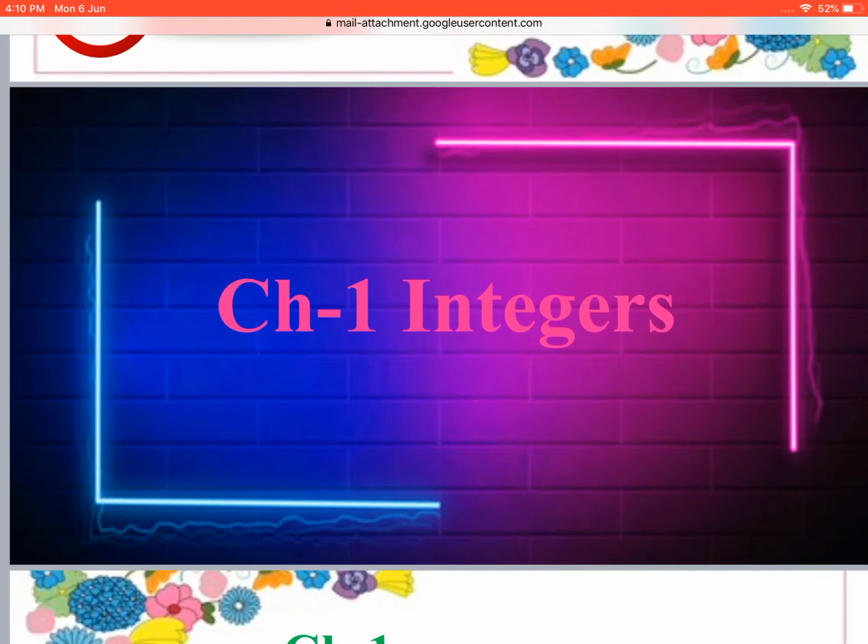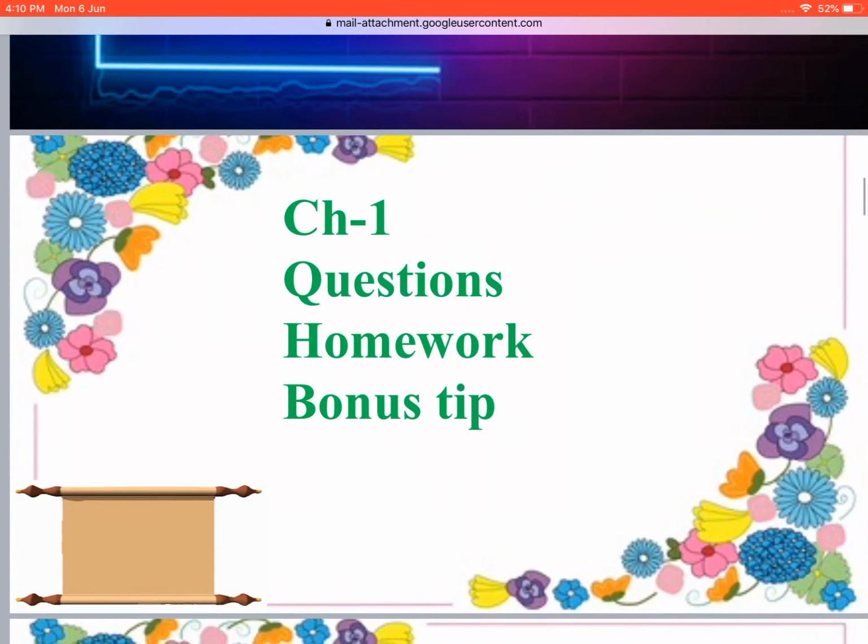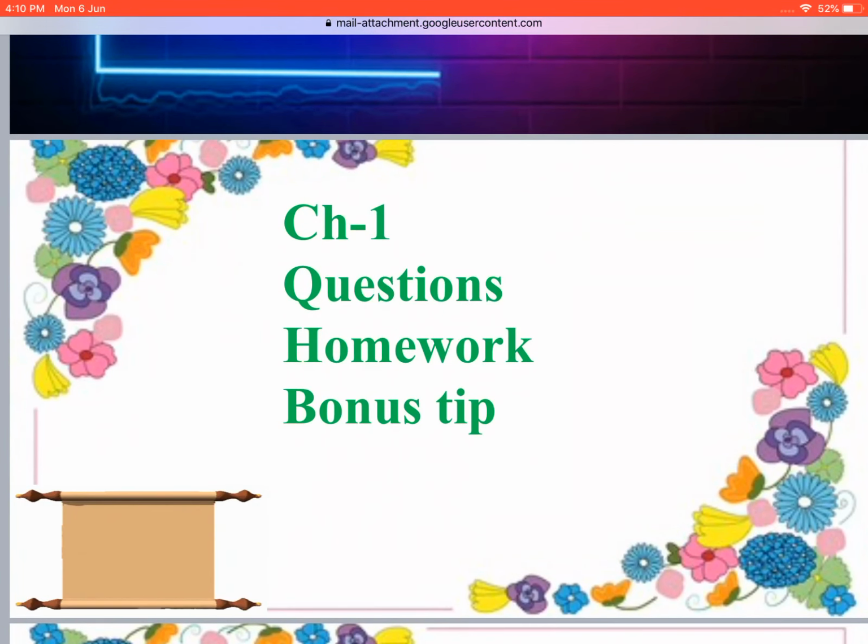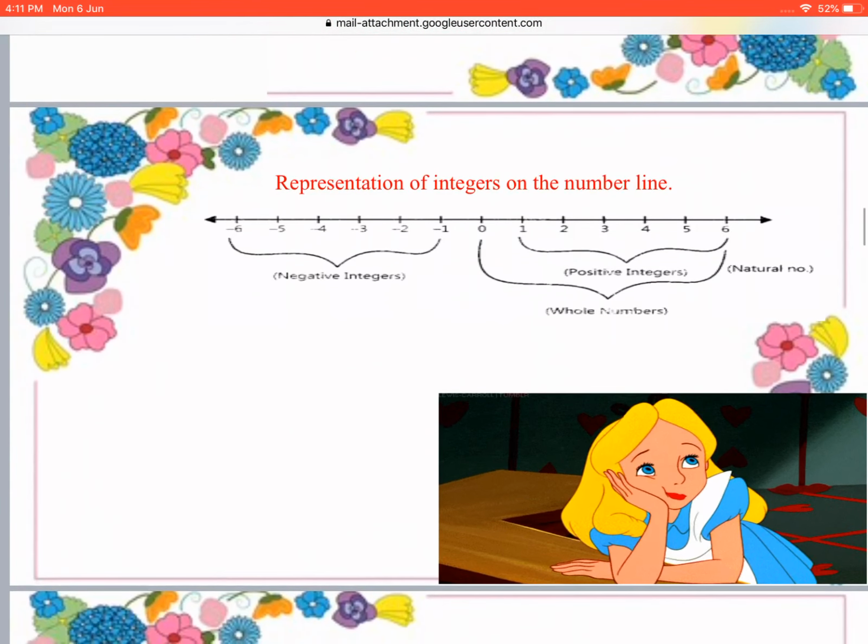Alright, so today we are going to cover chapter 1, that is integers. So let's see the session flow for today. You'll have chapter 1 questions, homework, and then a bonus tip, right? So without any delay, let's get started with the chapter.